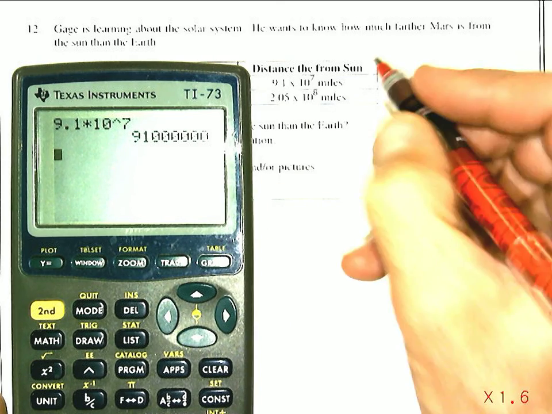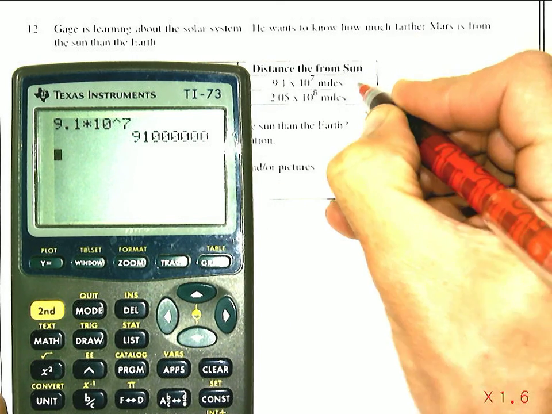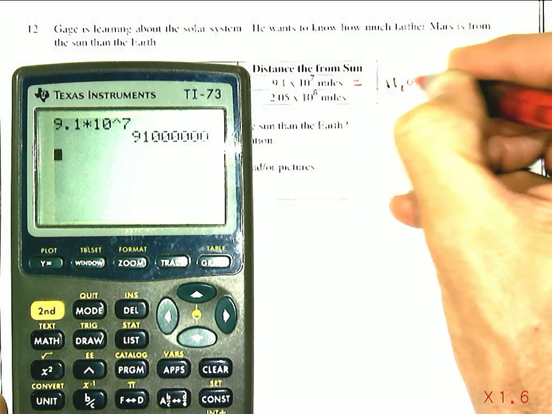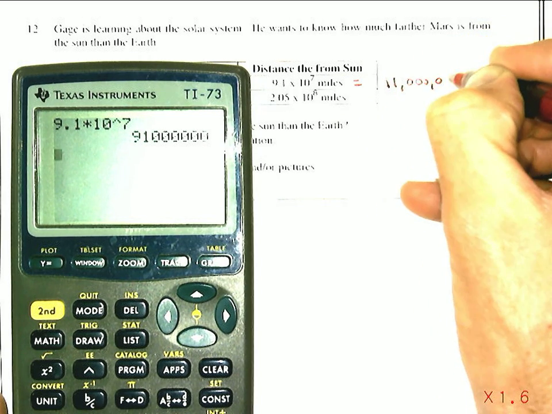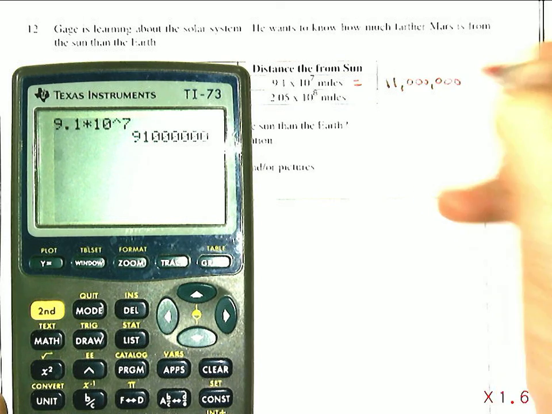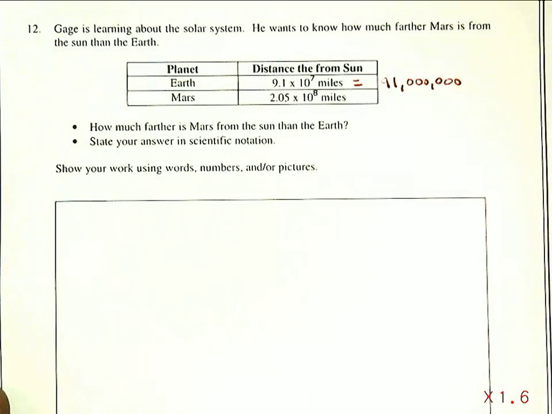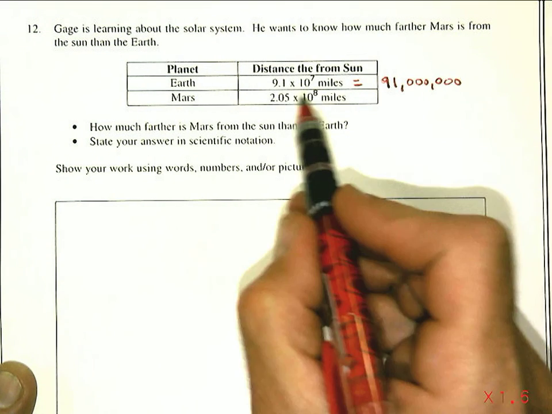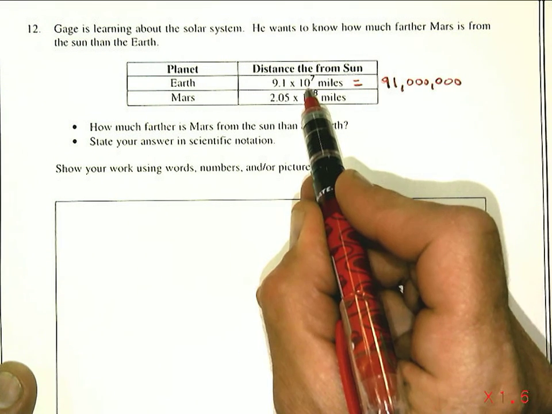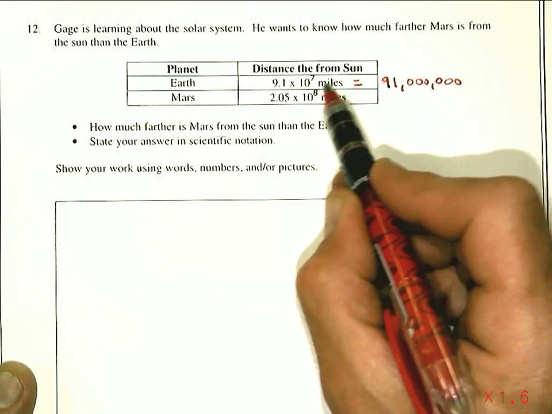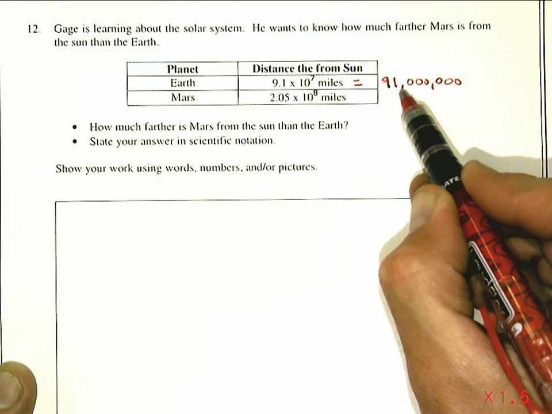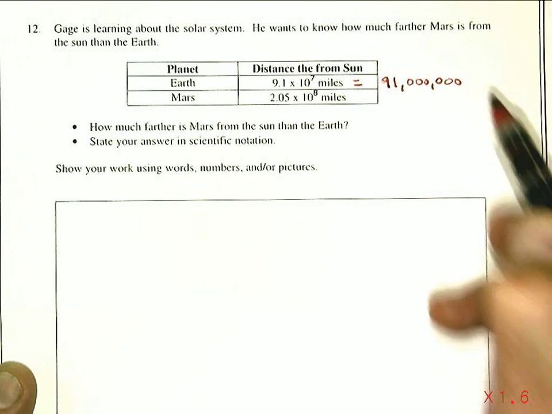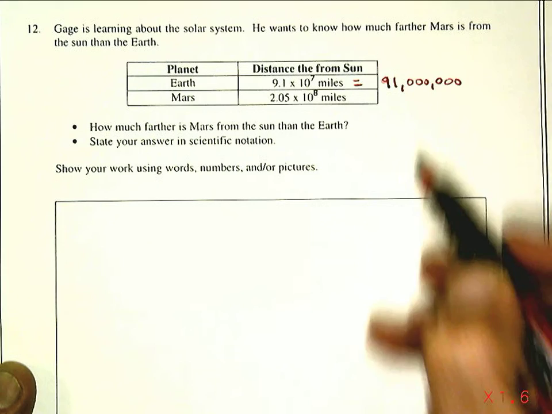So a scientific notation version would be this, and the standard notation would be the 91 million miles. So I'm going to write that in here by the problem. It's equal to 91 and then 6 zeros. And we can understand a little bit about how scientific notation works just by looking at this 9.1 times 10 to the 7th power. If you take that decimal point and move it 7 places to the right, 1, 2, 3, 4, 5, 6, 7, then you'll get that number, 91 million miles.